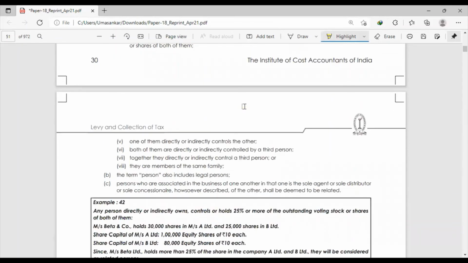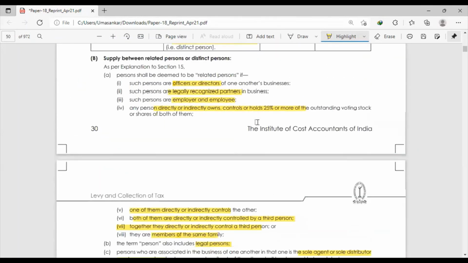Or one of them directly or indirectly controls the other, or both of them are controlled by a third person, or together they control a third person, or they are members of the same family. Then they are called related persons. This also includes legal persons who are associated in the business of one another, in that one is the sole agent, sole distributor or sole consignee. So all these persons will be considered related persons.